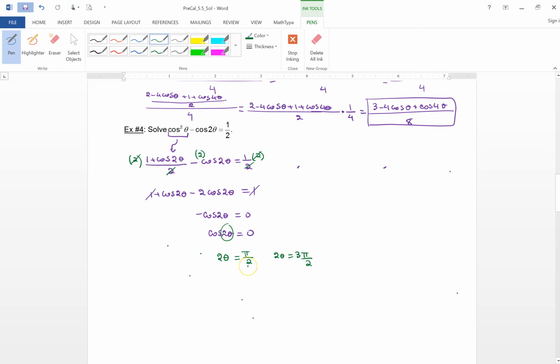Okay? But we have to solve for theta. So how do we solve for theta? Divide by 2, divide by 2, divide by 2, divide by 2. So then theta is equal to pi over 4. Theta is equal to 3 pi over 4. But we have to solve these over negative to positive infinity, so we add 2n pi to n pi.